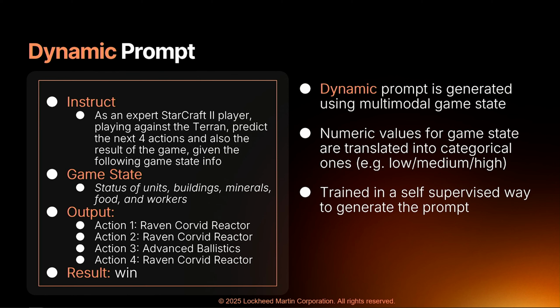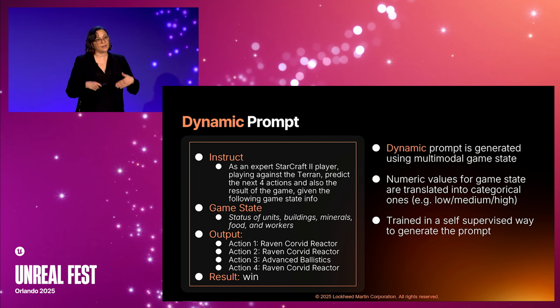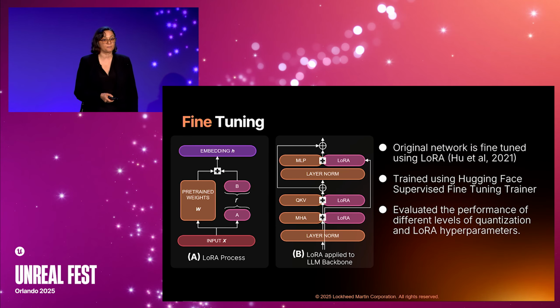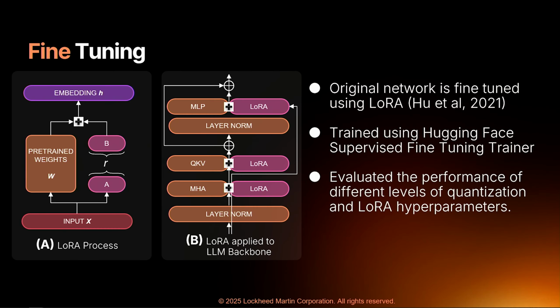Basically, with all these LLM things, you're training the model in this self-supervised way to generate the prompt. So the model is given this prompt, and it has to generate actions, and we score it based on its ability to generate actions. There was, of course, a lot of fine-tuning involved. We used LoRA and also the quantized LoRA version.